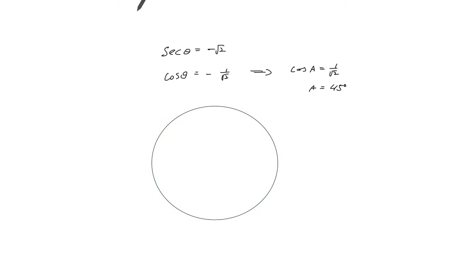Okay, secant of theta equals minus root 2. That's the same thing as cosine of theta is minus 1 over root 2. So recall, if it was cosine of, let's say, angle A is equal to 1 over root 2, the angle A is a special angle of 45 degrees. Okay. So that's important when we're trying to study this.